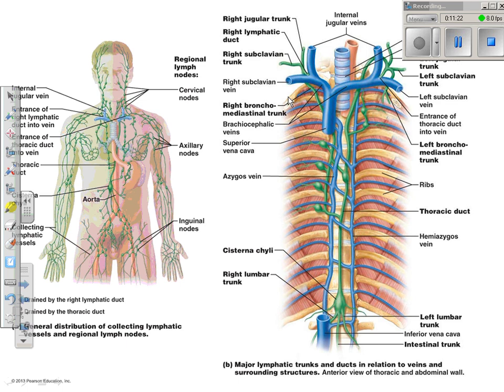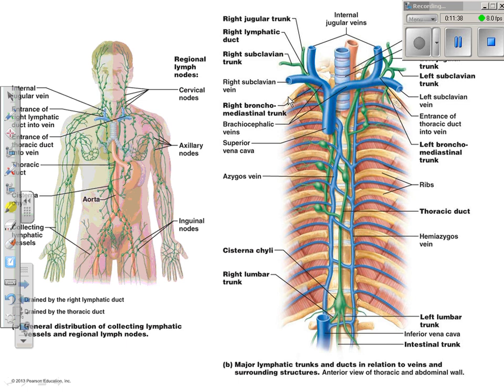And you can see the little nodes coming off. Anybody know where you find most of your lymph nodes? What are the largest? Where are they most abundant? Yep. Axillary region, cervical region, and groin region also. So lots of lymph nodes there.